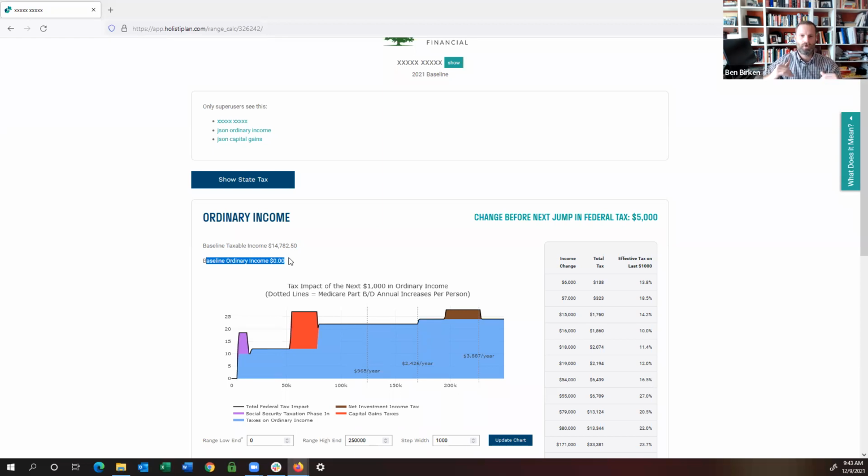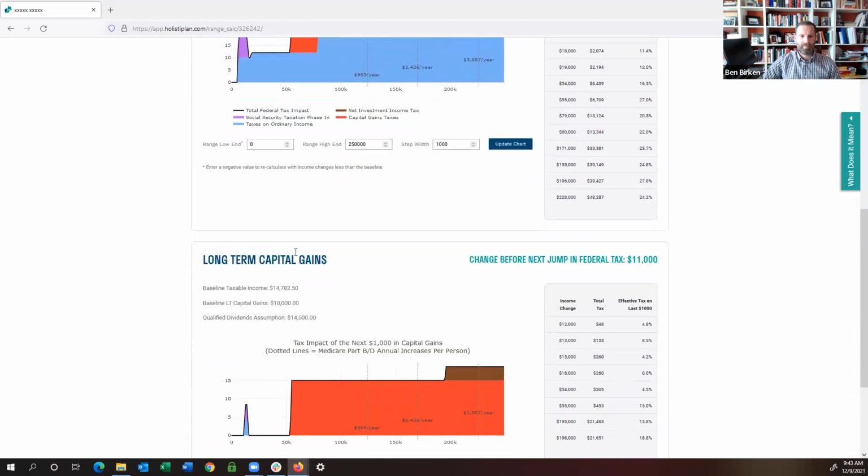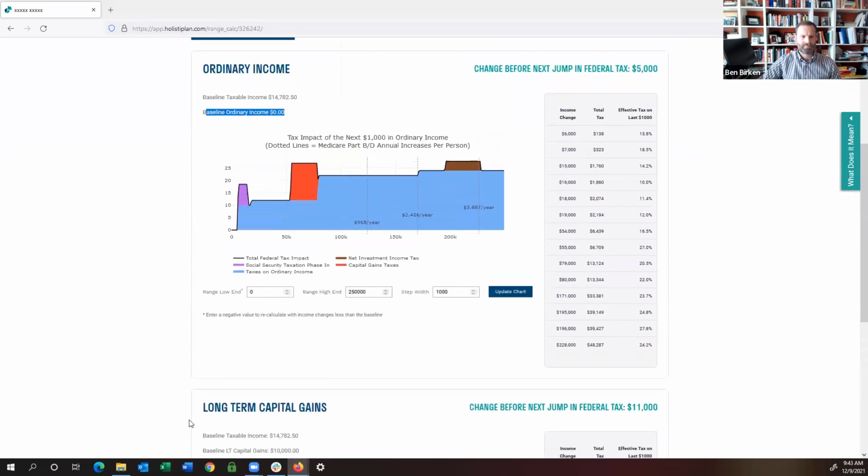So how much ordinary income do we start with before we start adding additional increments of $1,000, which is what range calc shows. Range calc's goal is to show you the tax rate of adding things in $1,000 increments to tell you the rate of tax that those $1,000 increments will be hit with. We'll talk about these different colors in a second, but just bear with me. Down below, you'll see the same thing for capital gains. So how much is the rate of tax as you add increments of $1,000 worth of capital gains?